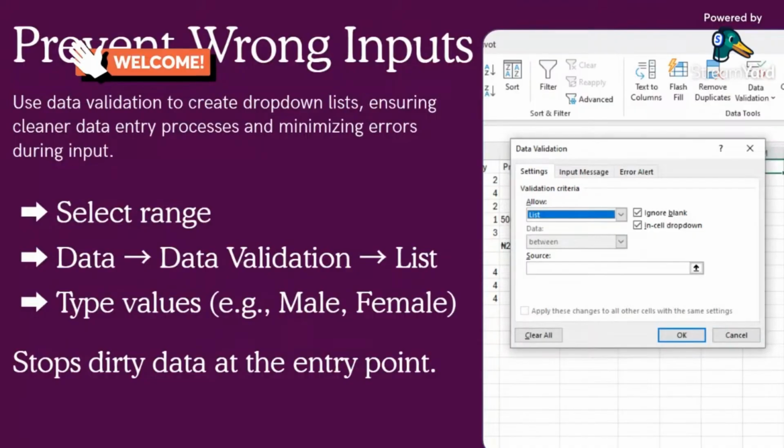It helps you minimize error. For instance, you can see from this picture, we'll click on list, because data validation has different formats and you can use it to do a lot of things. So let's say in your data set, your header shows gender. And for gender, the most basic options that everyone uses are male and female.